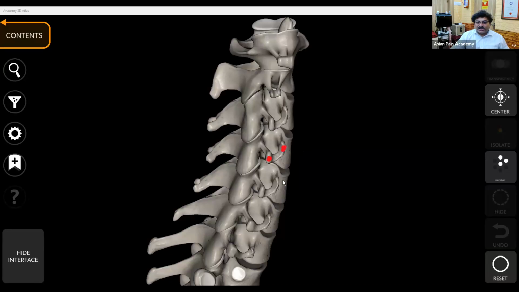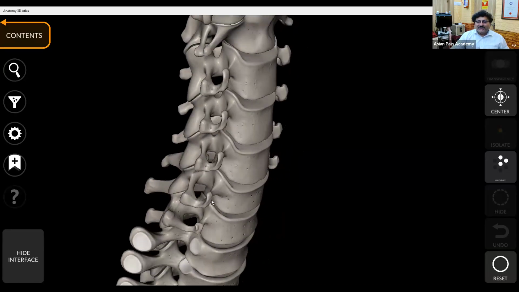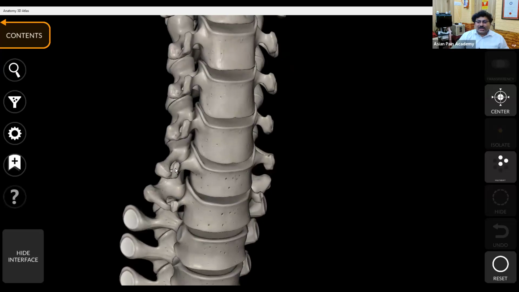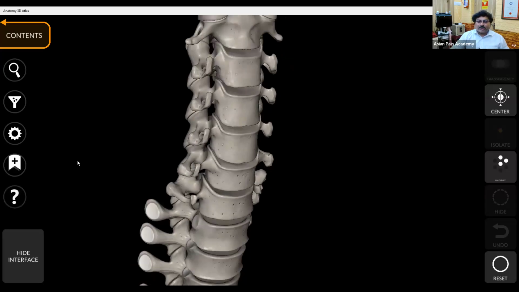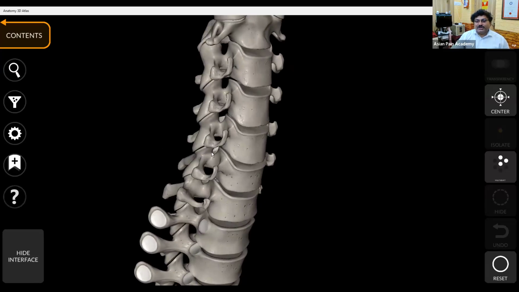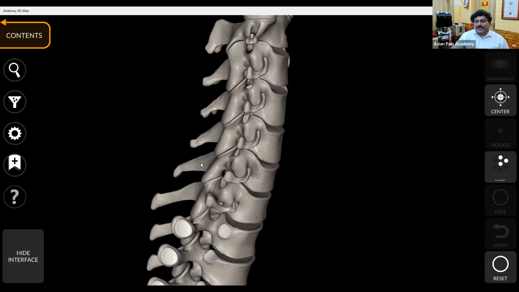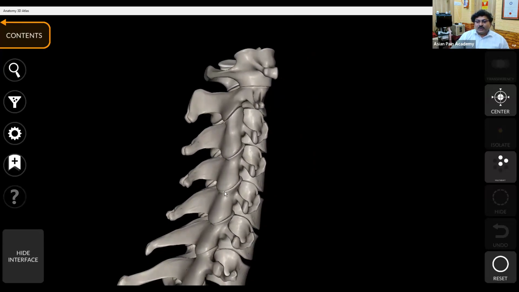And if we look especially at the level of C6, you will see the anterior tubercle is much larger compared to the posterior tubercle, and this is known as the Chassaignac tubercle. This is an important landmark for multiple procedures like a brachial plexus block or a stellate ganglion block. So it also has importance because by looking at it, you will be able to locate the anatomy.